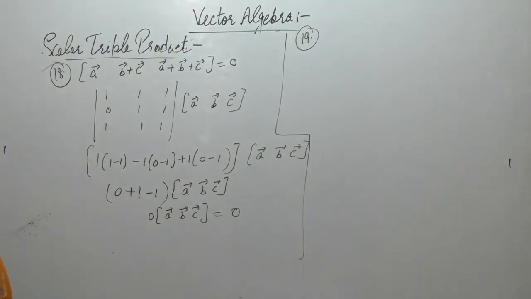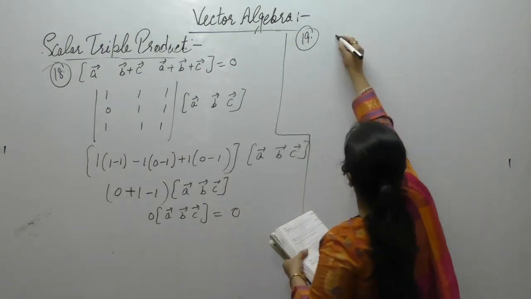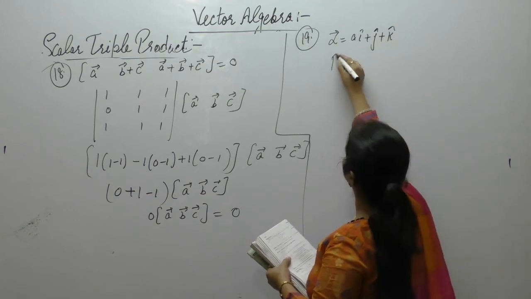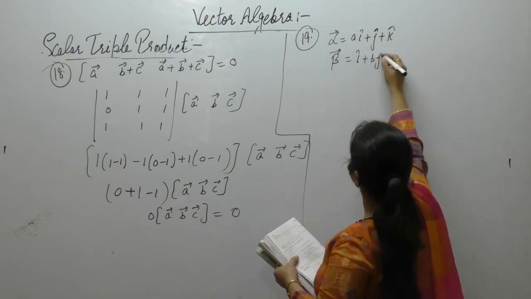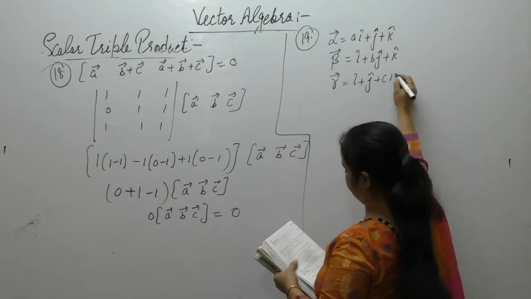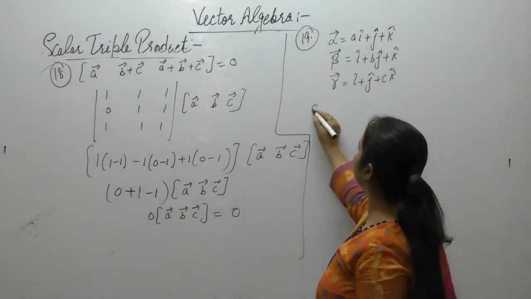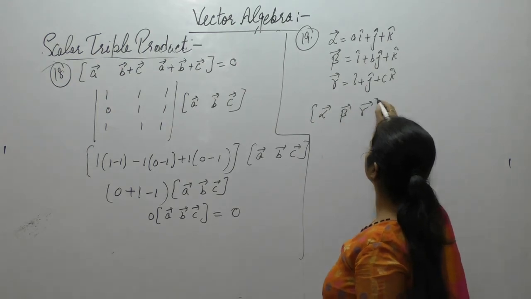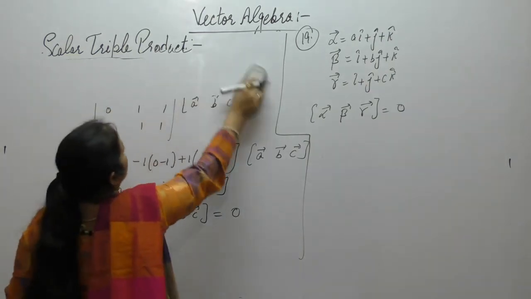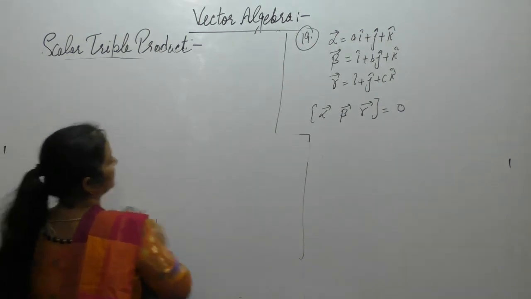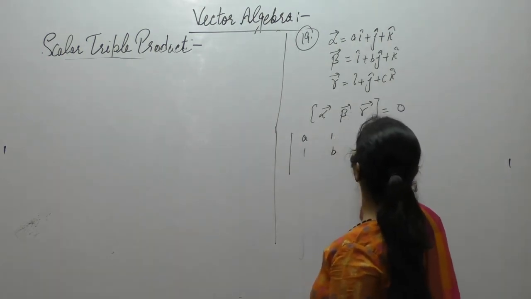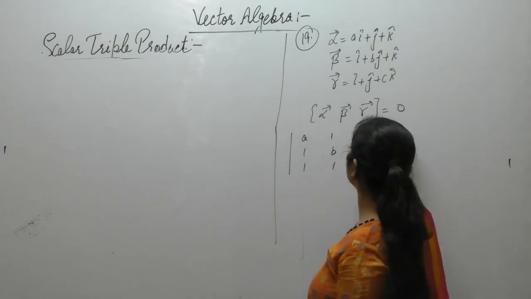If the vector alpha is equal to Ai plus j plus k, vector beta is equal to i plus Bj plus k, vector gamma is equal to i plus j plus Ck are coplanar. First it is given that alpha, beta, gamma are coplanar. Then their scalar triple product is equal to 0. Find the scalar triple product of alpha, beta, gamma: A, 1, 1; 1, B, 1; 1, 1, C. That is equal to 0.